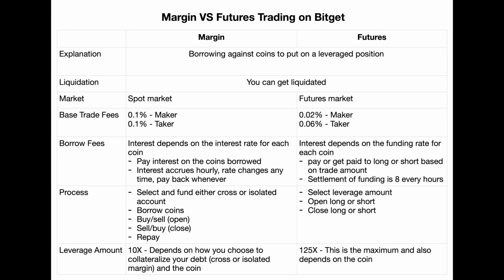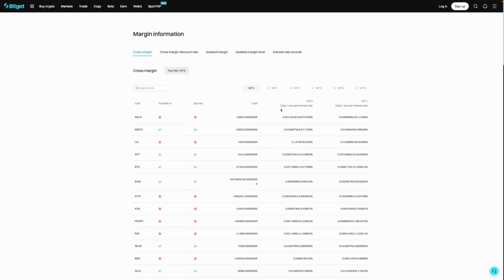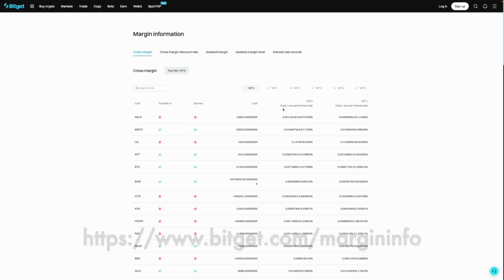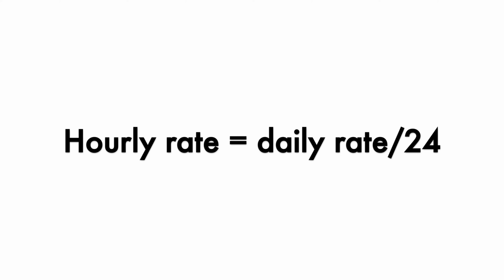For margin, you pay interest on the coins that you borrow. The interest rate can change at any time, accrues hourly, and can be paid back at any time. To find out the interest rate of the coin that you're borrowing on the spot market on Bitget, you can go to this page over here. Here, you can find their daily and their annual rate to borrow for whichever coin. To get the hourly rate, you would just take their daily rate and divide it by 24.